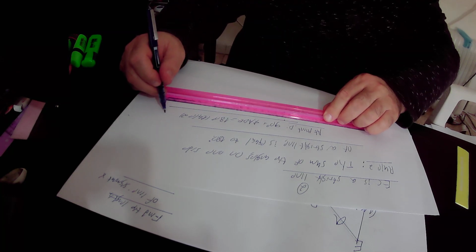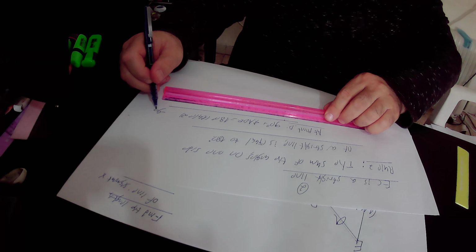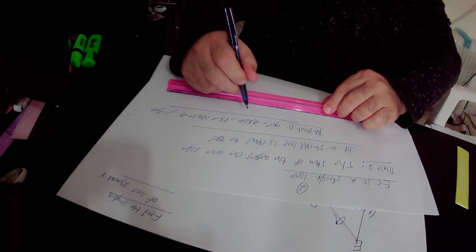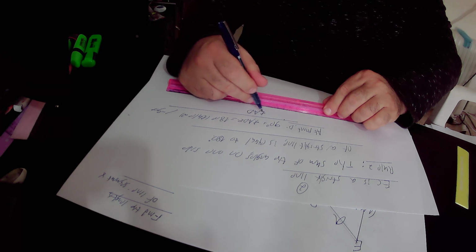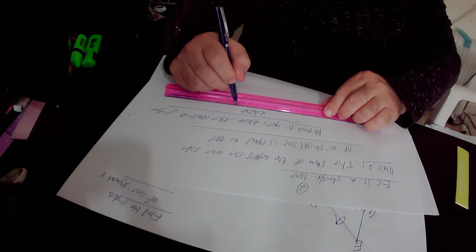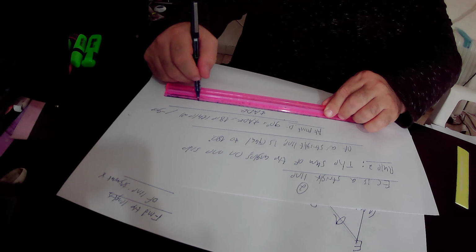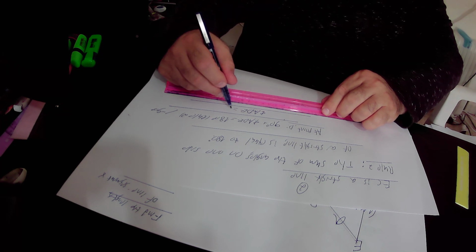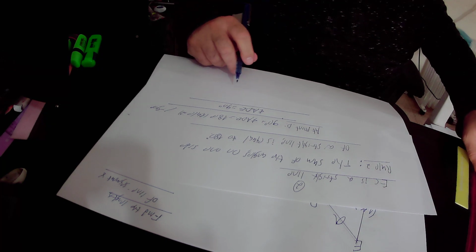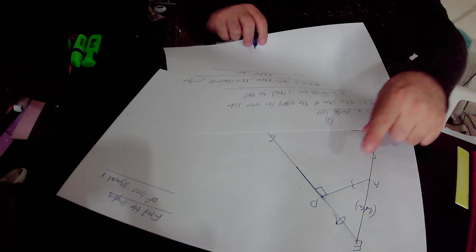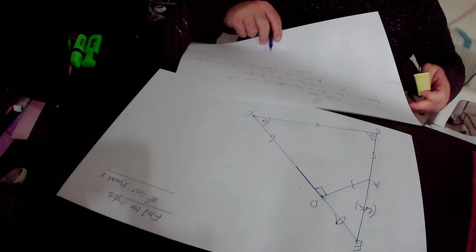So here we will subtract 90 degrees from this equation, and we will get that the missing angle ADE is equal to 180 degrees minus 90 degrees, which is 90 degrees. So this angle is a right angle, it is equal to 90 degrees.